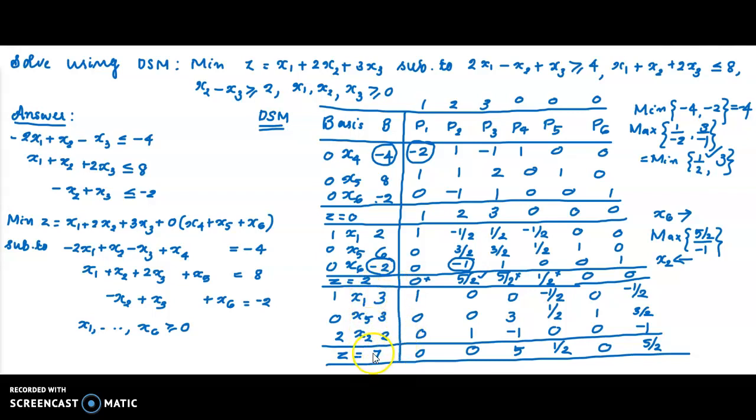There is no way to proceed, and that means the dual simplex method ends, and we can write the solution as minimum of Z equal to.